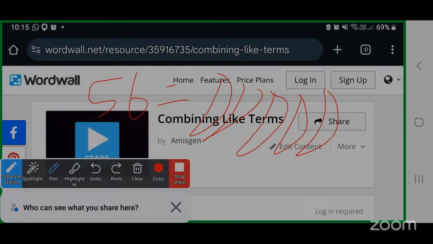So if maybe each banana cost 40 pence and I've got 5B, I know I have to do 5 times 40. Okay, which is going to give me 200. And if it's in pence, that's 200 pence, which means it will cost £2.